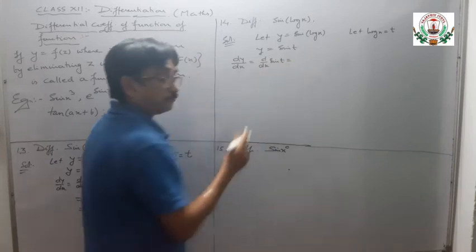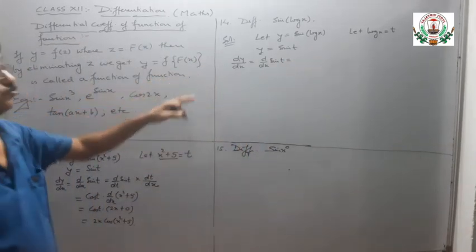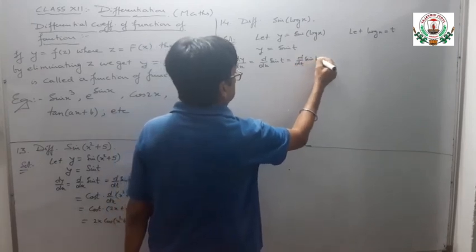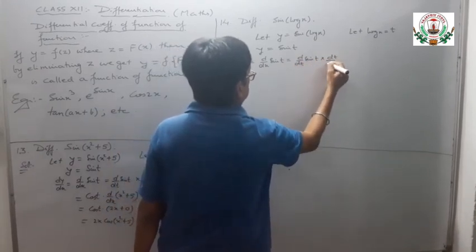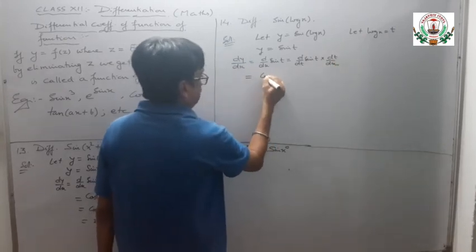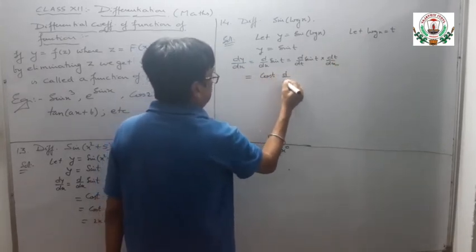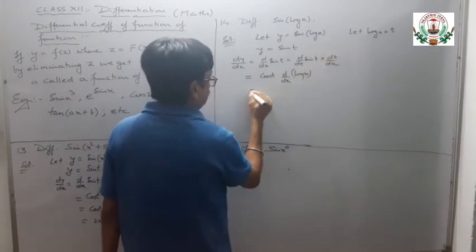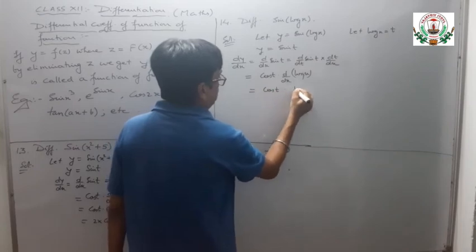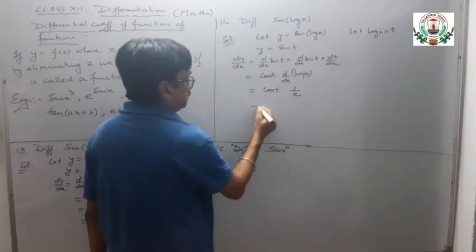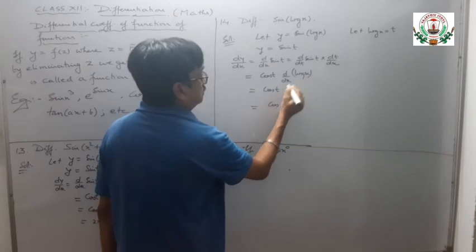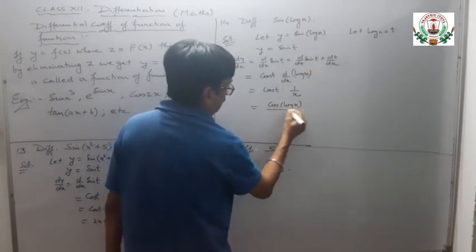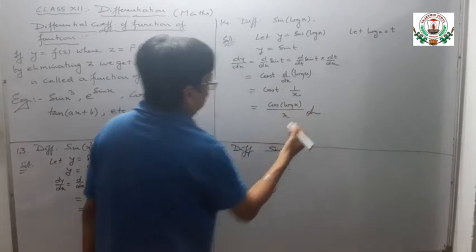Now I have to make the variable same with respect to t. I have to differentiate. So d by dt of sine t, and here I have written down dt by dx. So d by dt of sine t is cos t, into d by dx of t, which is log x. So cos t, and d by dx of log x is 1 by x. The value of t is log x. In place of t, I have to write down log x, upon x, and this is our final answer.